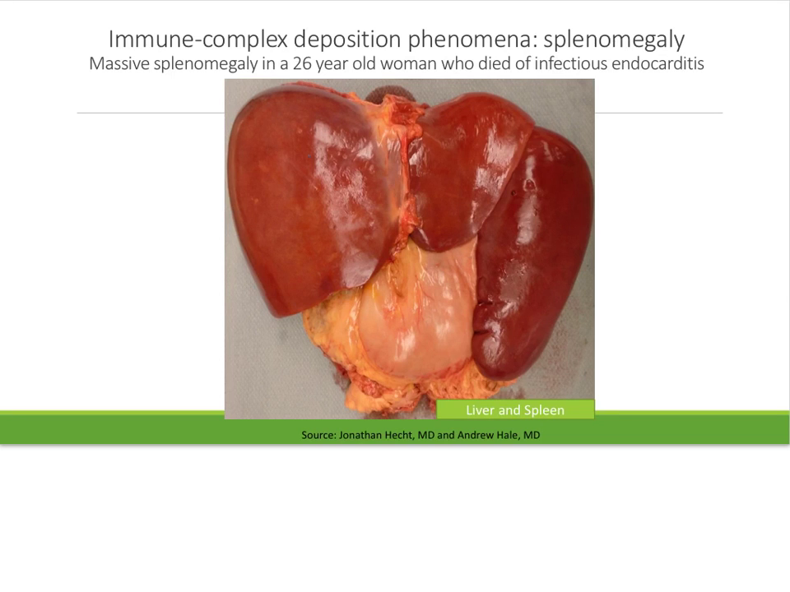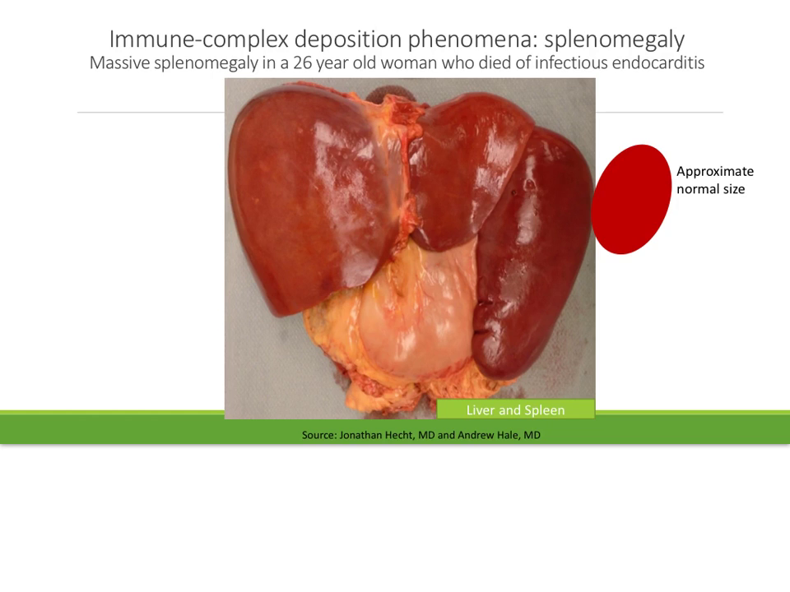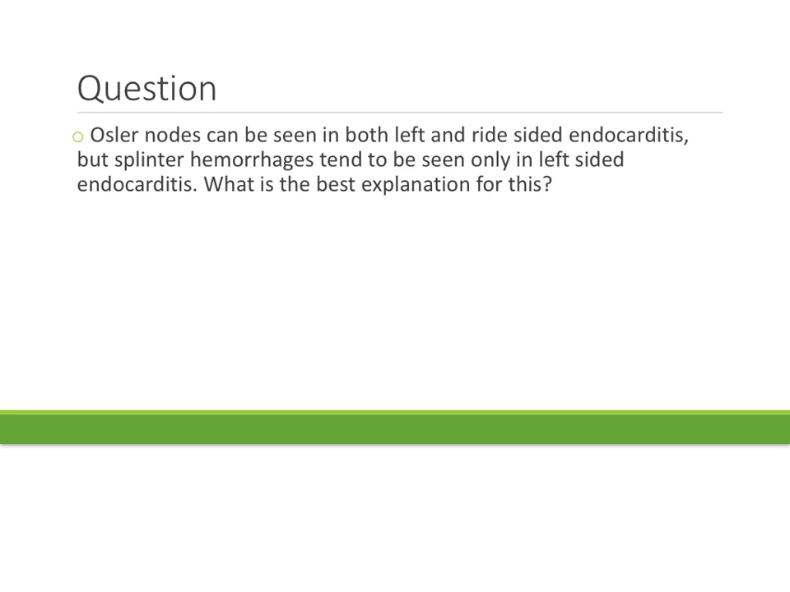This is the liver and the spleen of a 26-year-old woman who died of infectious endocarditis, and you can see the splenomegaly is truly huge. Compare that to this representation of the approximate normal size of a spleen. Hers is really gigantic. You're definitely going to be able to feel this on palpation in the left upper quadrant on physical exam. Here's a question for you.